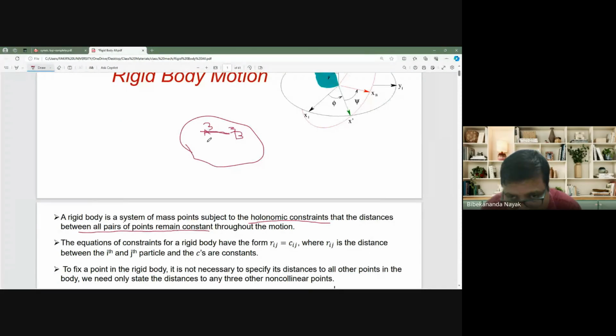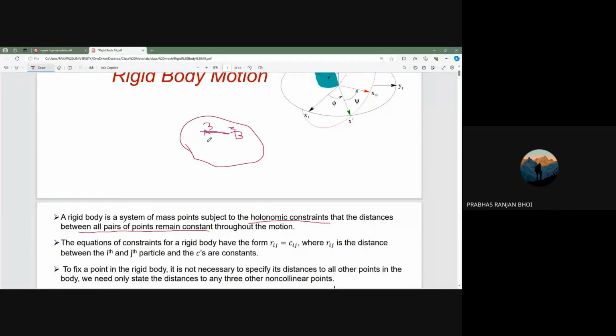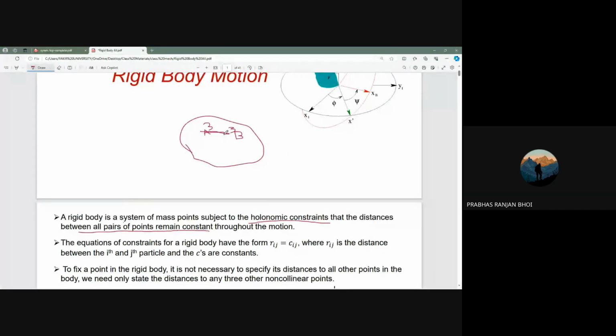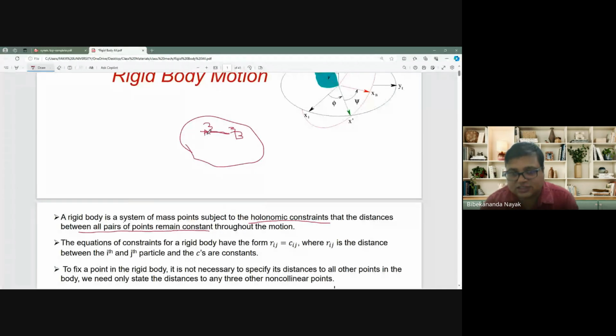For A we need 3. For B we need 3. But when it is a rigid body, if we join them, instead of 3 plus 3 it is 6, there is a constant. There is a relation between them. So one decreases and we need only extra 2 for B, not 3, because B is connected to A.